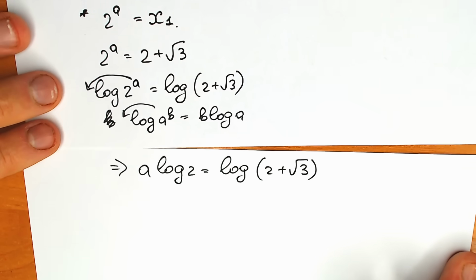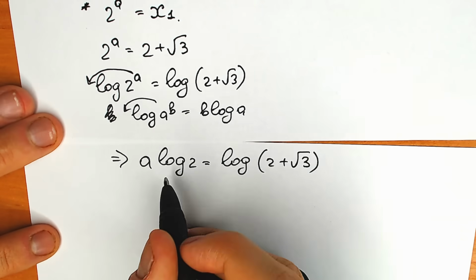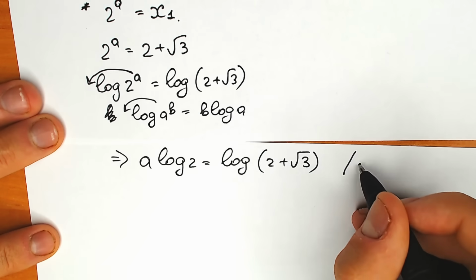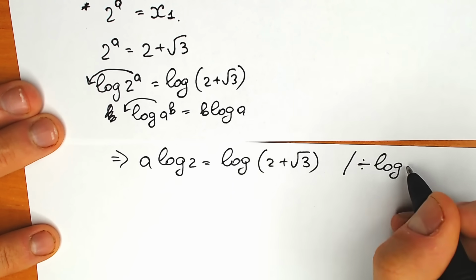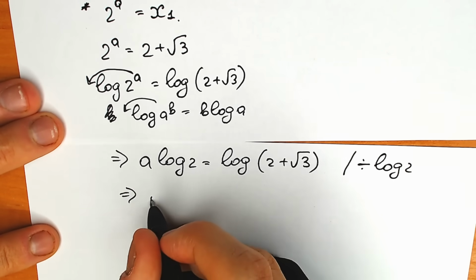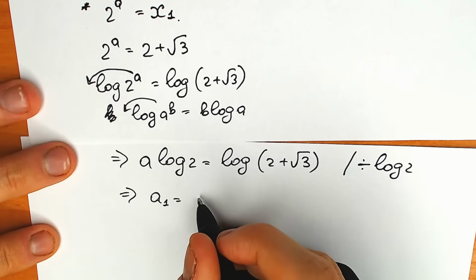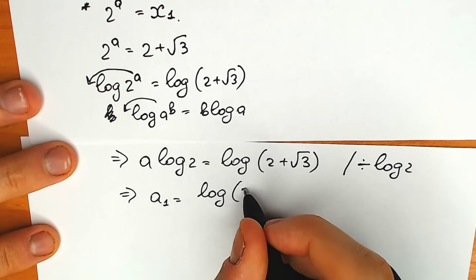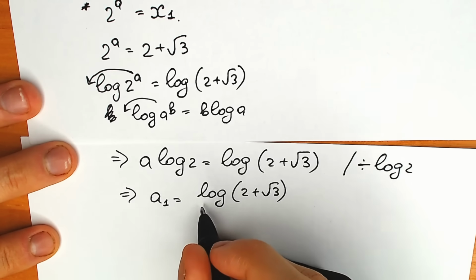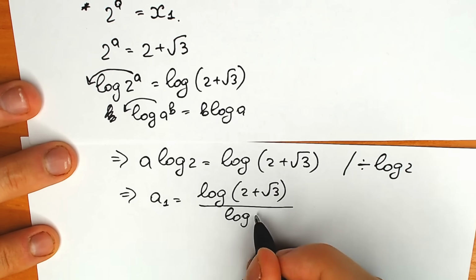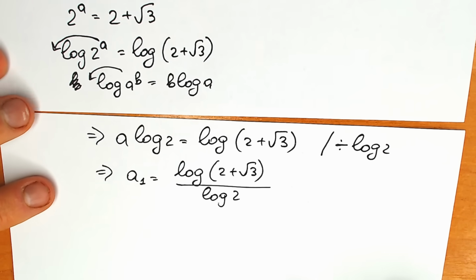Okay, and right now let's find real quick our a, because we need to divide both sides by log 2. So dividing both sides by log 2. As a result, we have right here our a first equal to log of 2 plus square root of 3 over log 2. So this is our a first.